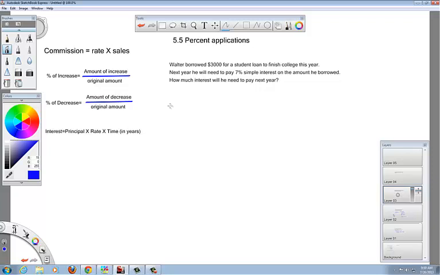Walter borrowed $3,000 for a student loan to finish college this year. Next year, he'll try to pay 7% simple interest on the amount he borrowed. How much interest will he need to pay next year?